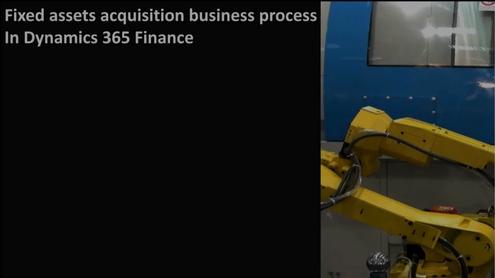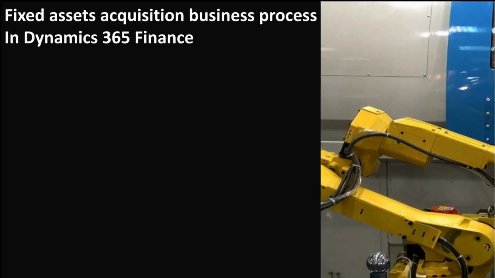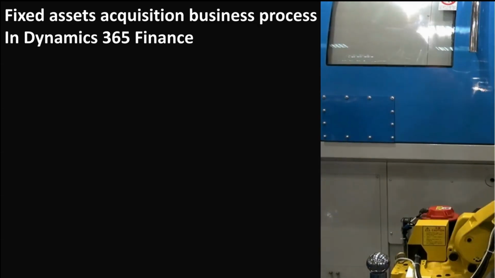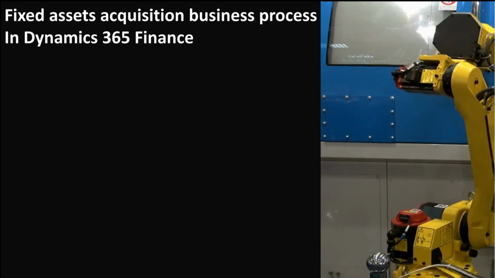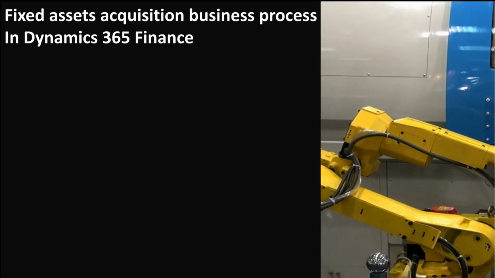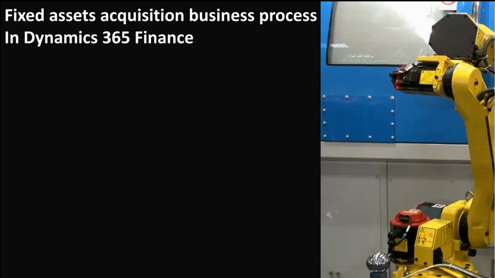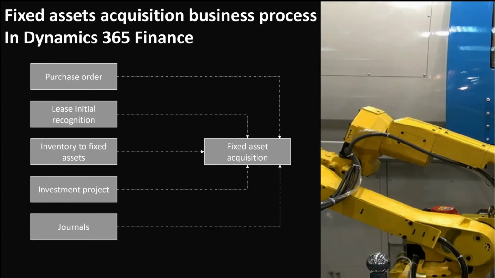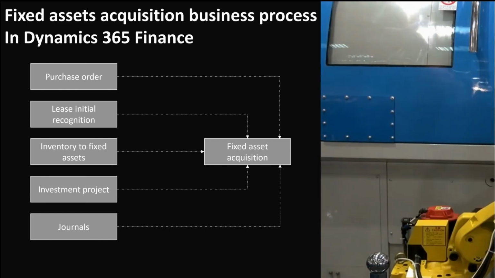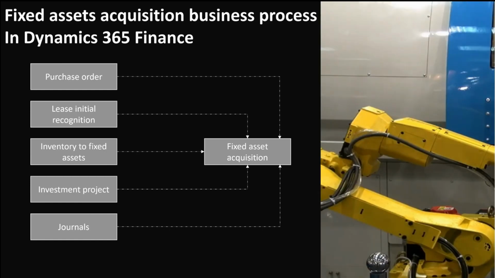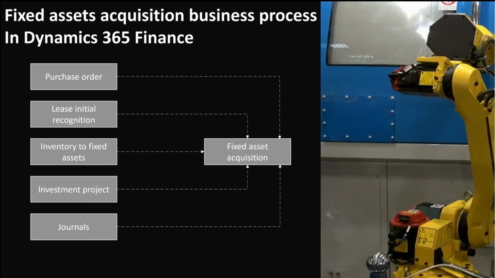The Dynamics 365 Finance module for fixed assets effectively manages and oversees all fixed asset business processes. It maintains records of essential fixed asset details and their subsequent transactions. Fixed asset acquisition business processes have various methods: via purchase order, which involves the purchase order, product receipt, and invoicing, or through lease initial recognition when the asset is associated with a lease contract.